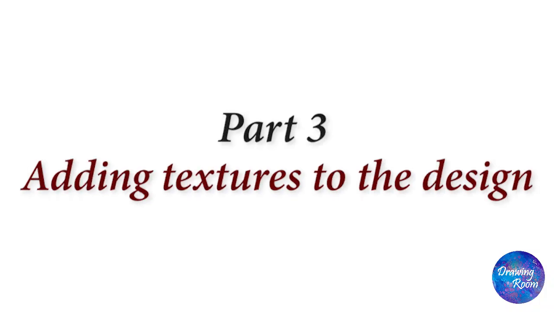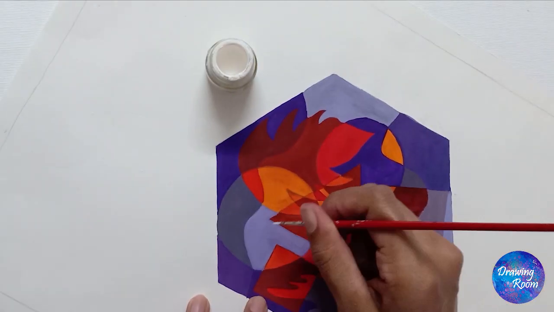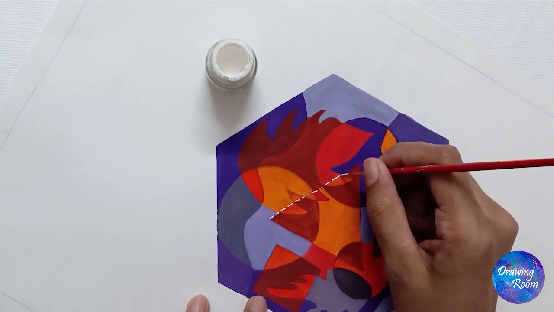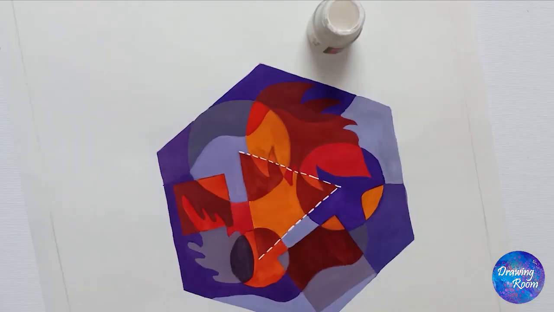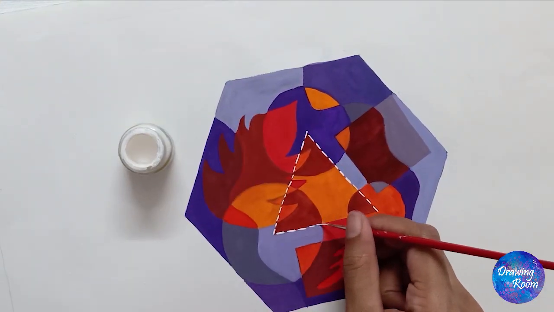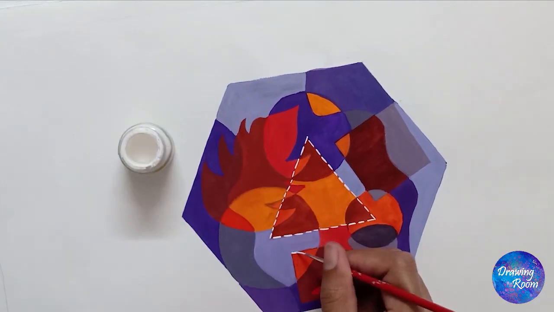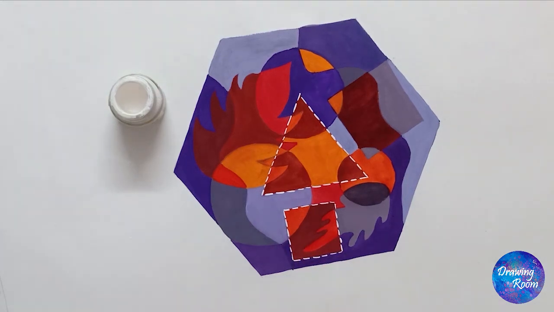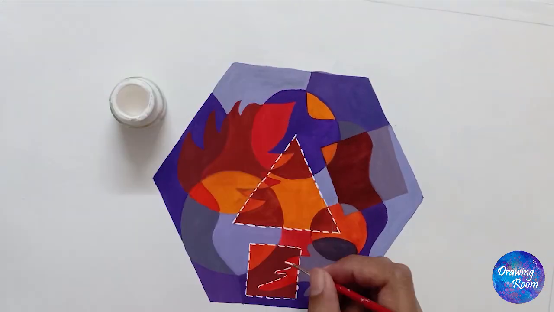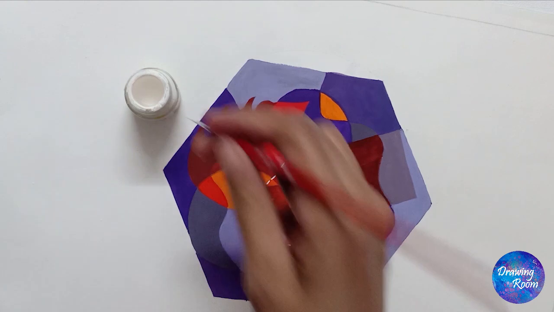Now that the coloring is done, let's give it some outline. Instead of giving it a plain black outline, let's use white poster color to give dotted lines as the border. This makes it look more attractive than a simple border line and will also refine your shapes if messed up while coloring.